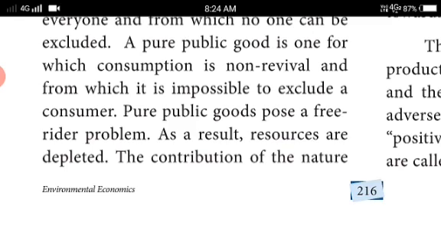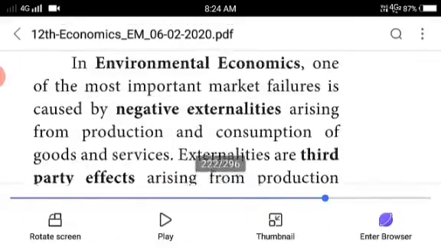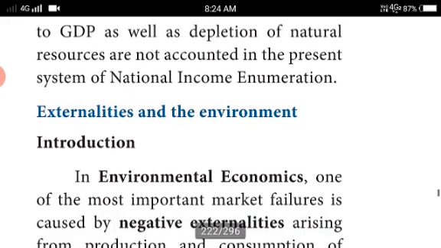The contribution of nature to GDP as well as the depletion of natural resources are not accounted for in the present system of national income enumeration. So if we continuously decline the environment, what will happen? The GDP will be depleted. Along with the natural resources, GDP will keep reducing.